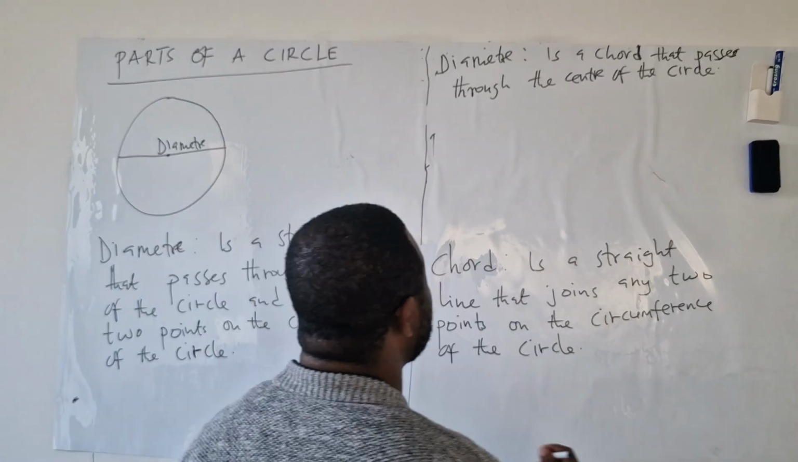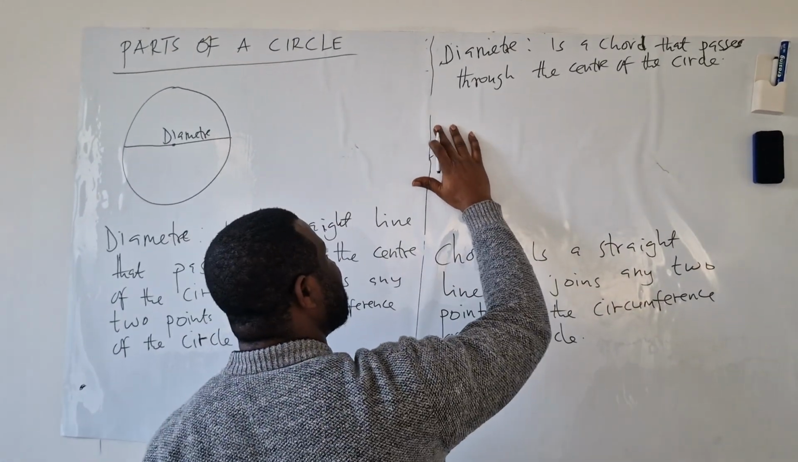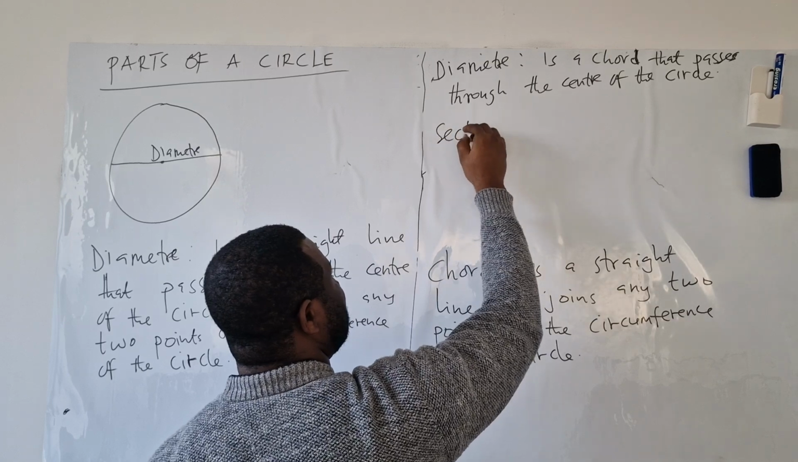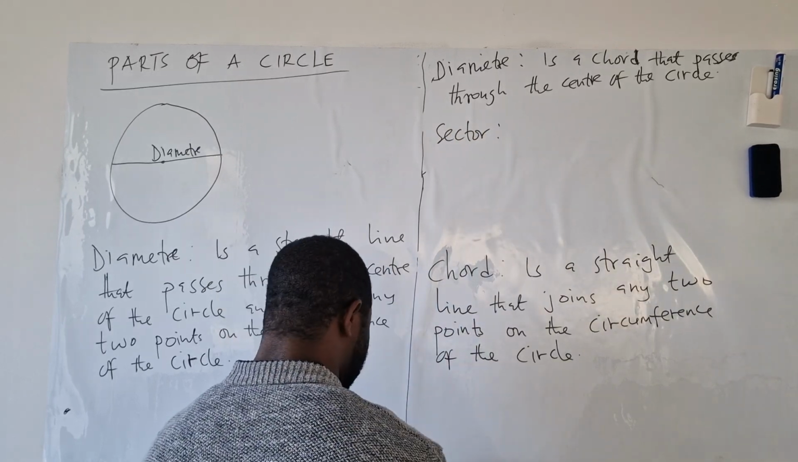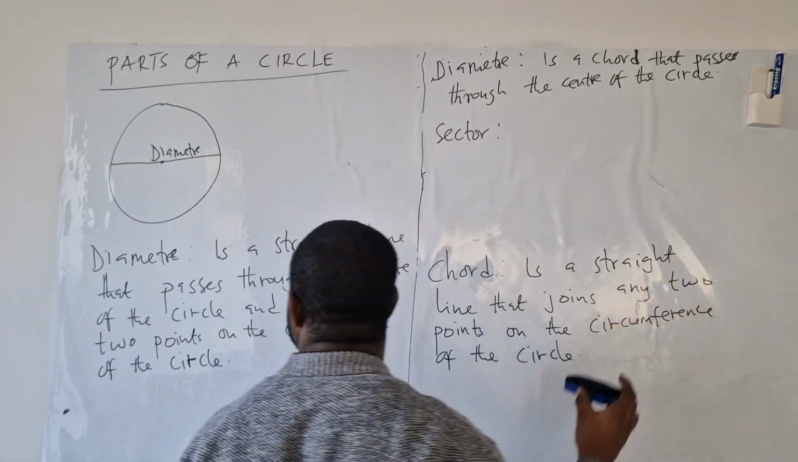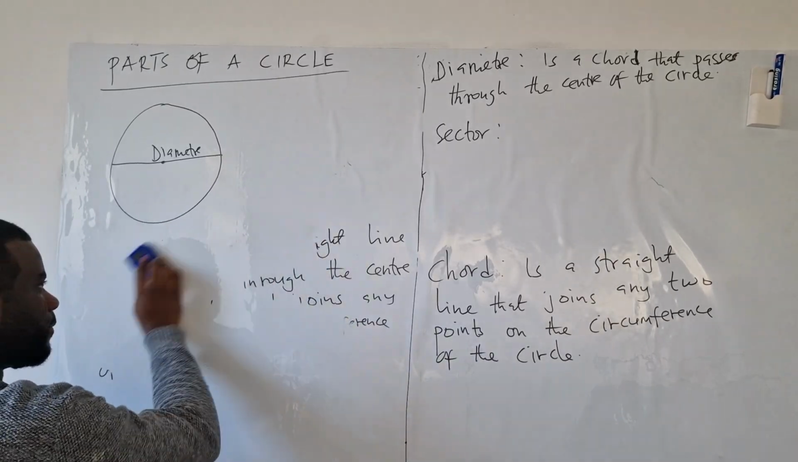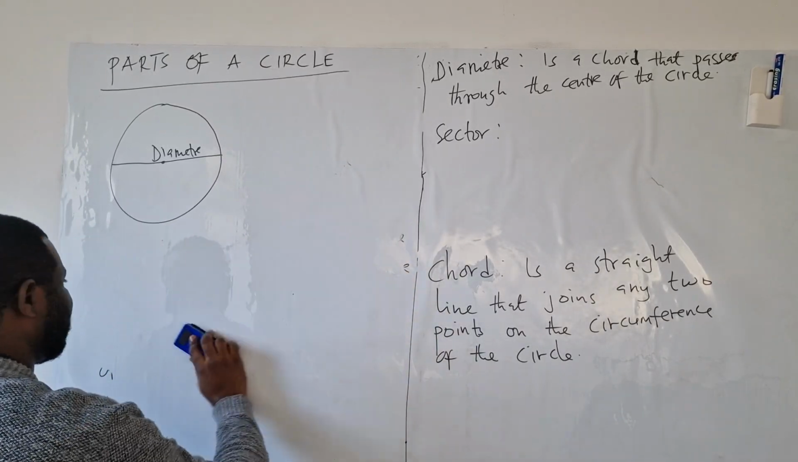Now the next part to look at is sector. Sector. What is a sector of a circle? What is a sector of a circle?